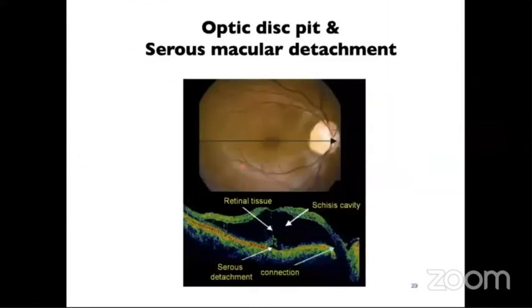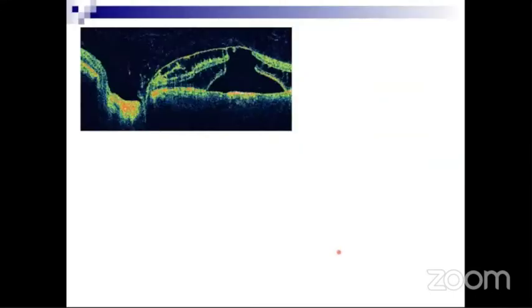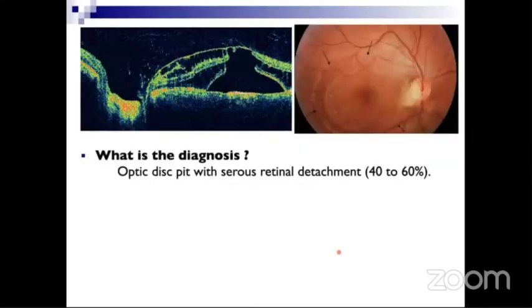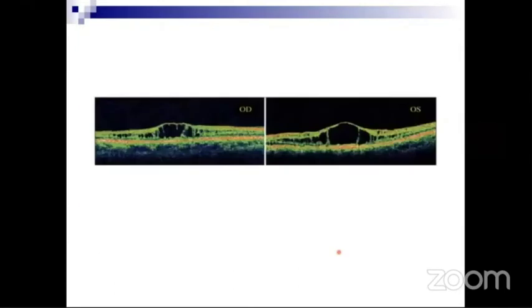So this is a case of optic disc pit with serous macular detachment. You can see here there is a cystic cavity in the retina along with some subretinal fluid, and there is a connection to the optic disc. This is another case of disc pit with serous retinal detachment.